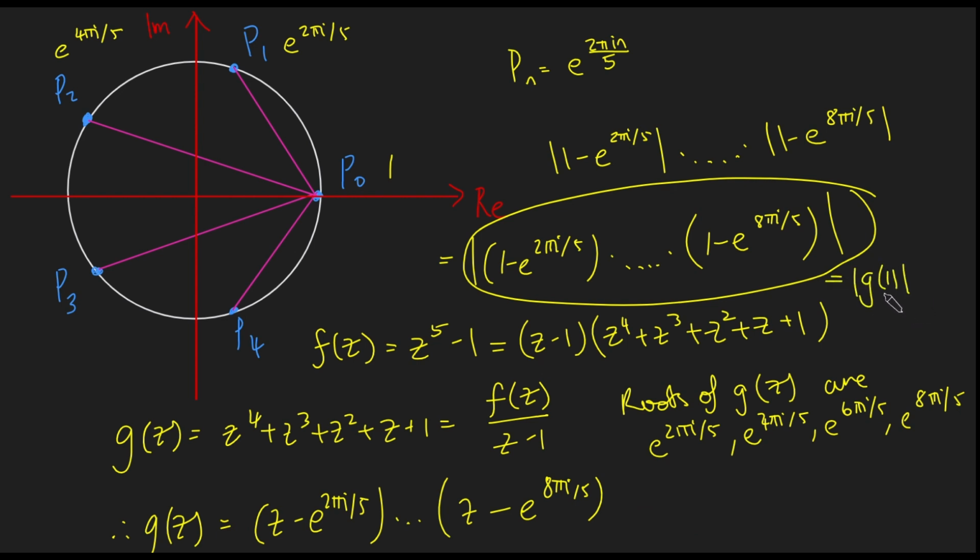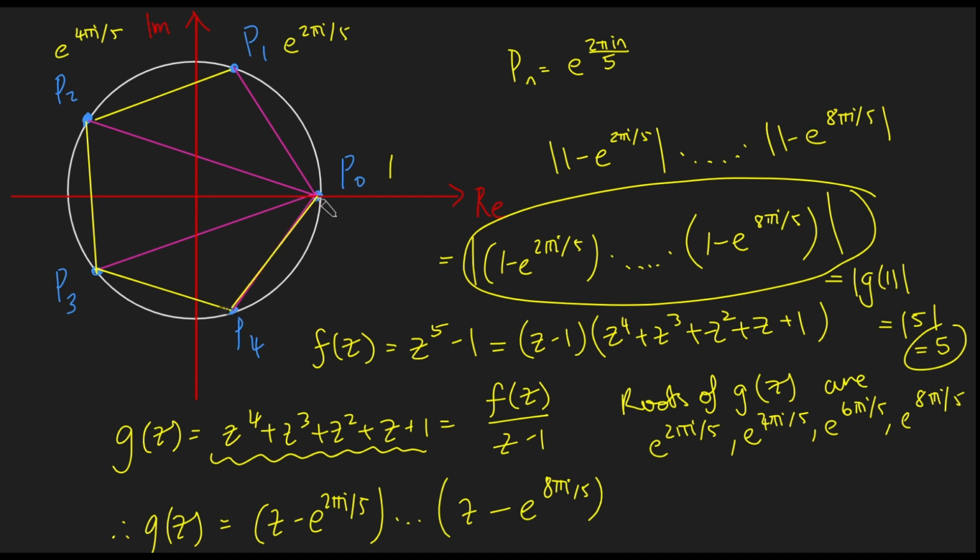But now, what is g of 1? Well, g is very nicely this thing here. And so g of 1 is just 1 plus 1 plus 1 plus 1 plus 1. And so this is just the magnitude of 5, which is 5. And that gives us our answer. So the product of these 4 lengths here is 5. So we've taken a regular pentagon, a regular 5-sided shape, and computed these 4 lengths, and they multiply to 5.